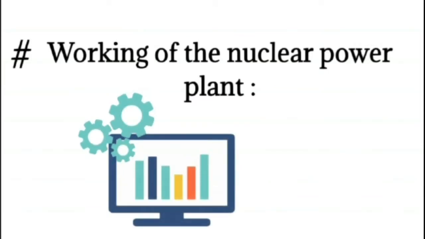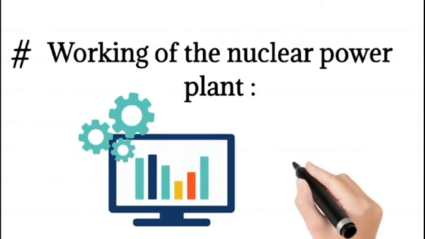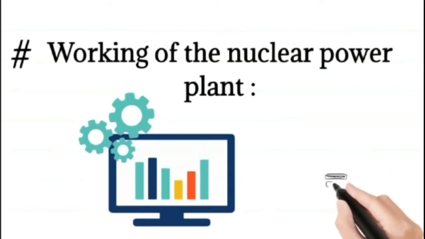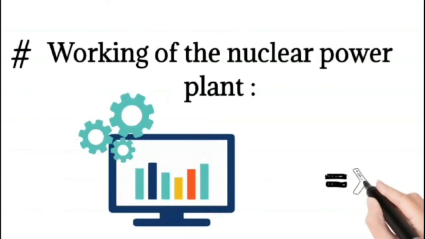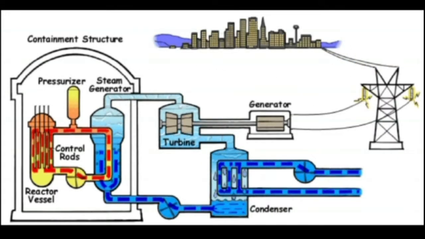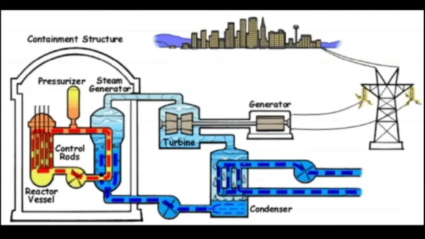Now we will see the working of a nuclear power plant, how it works and how with the help of the radioactive element we convert water into steam. The working of a nuclear power plant is similar to the working of a thermal power plant. The only difference is that instead of a boiler we use a nuclear reactor which converts the water into steam. और बाकी का सभी process is exactly similar to the thermal power plant.